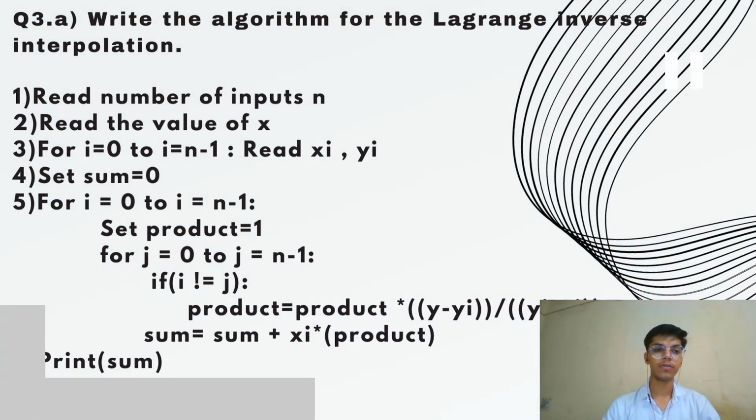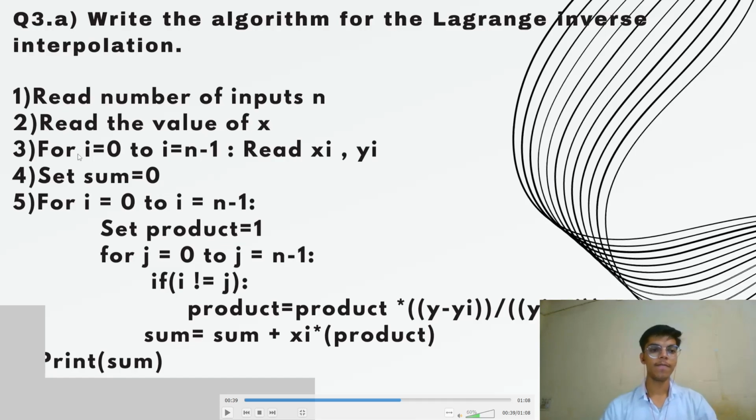Now in the next question, we have to write the algorithm for Lagrange inverse interpolation. For this, we will write the input. We will read the number of inputs n, then we will read the value of x, and then we will use a for loop for i equal to 0 to i equal to n minus 1, and inside this for loop we will read xi and yi values. Now we will assign sum equal to 0.